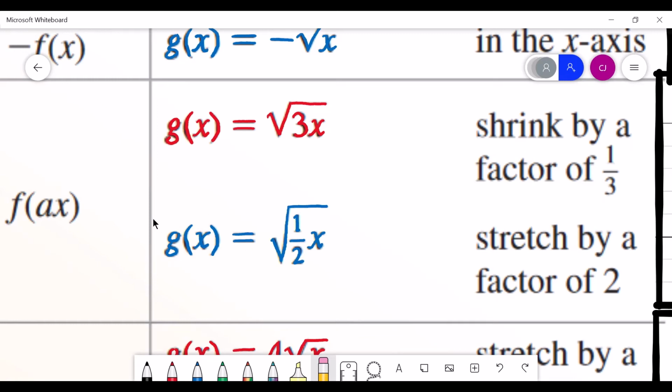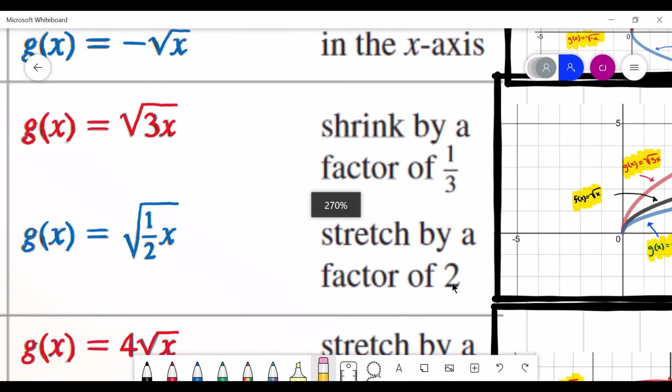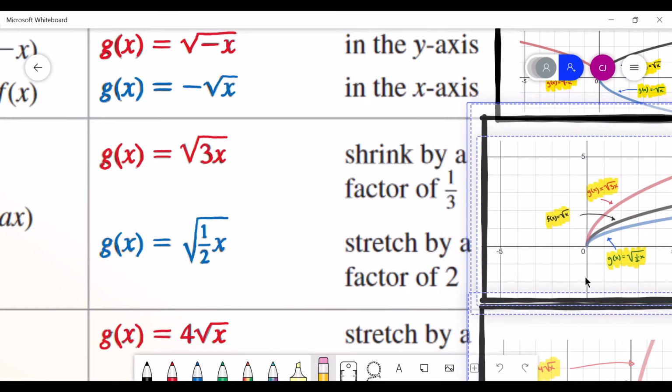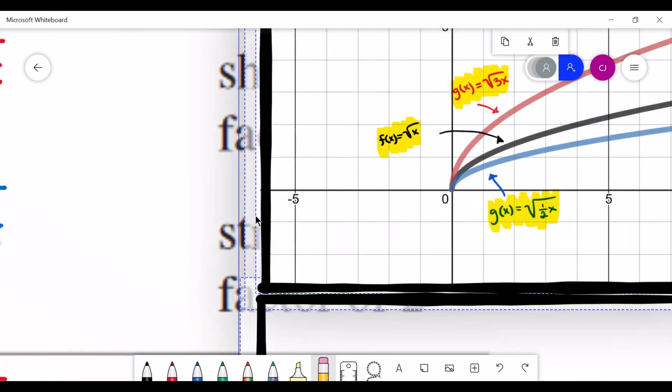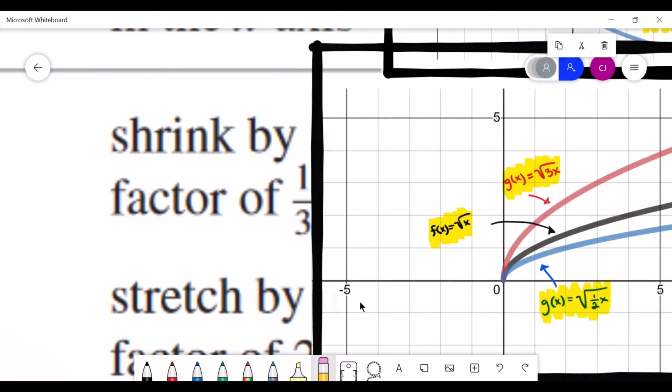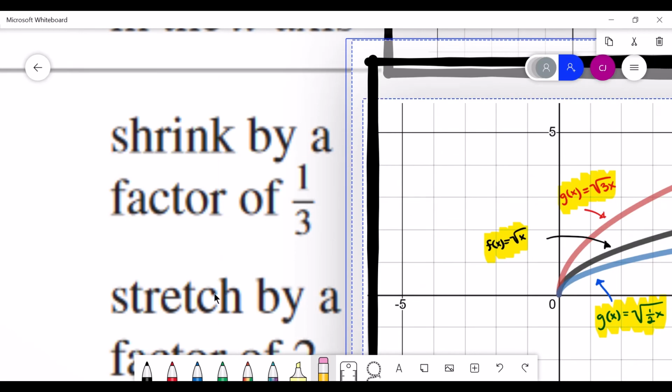So that's going to be a horizontal shrink. And then for the second example, g of x is equal to the square root of 1/2 x. Because it's inside, we need to take the reciprocal to get our true a, which is going to be 2 over 1. Divide 2 by 1, that's going to give us a true factor of 2. So we're going to have a horizontal stretch. So let's look at our graphs and see how that transformation happens.